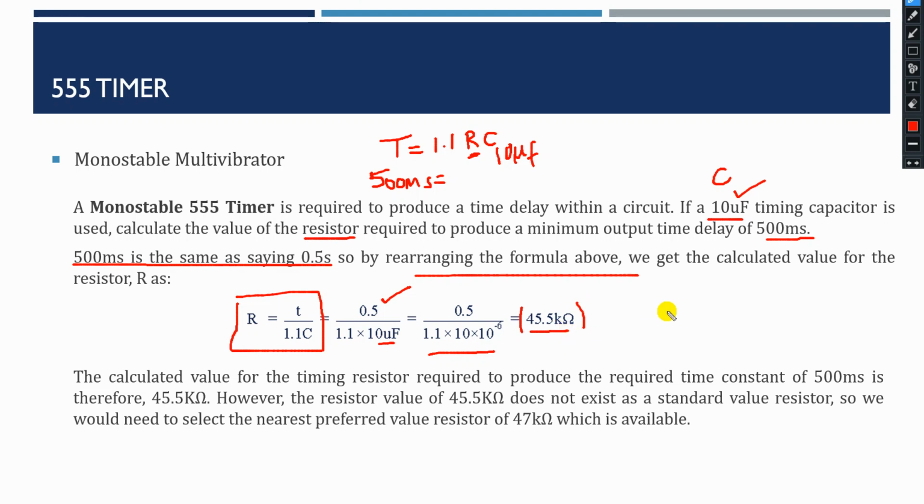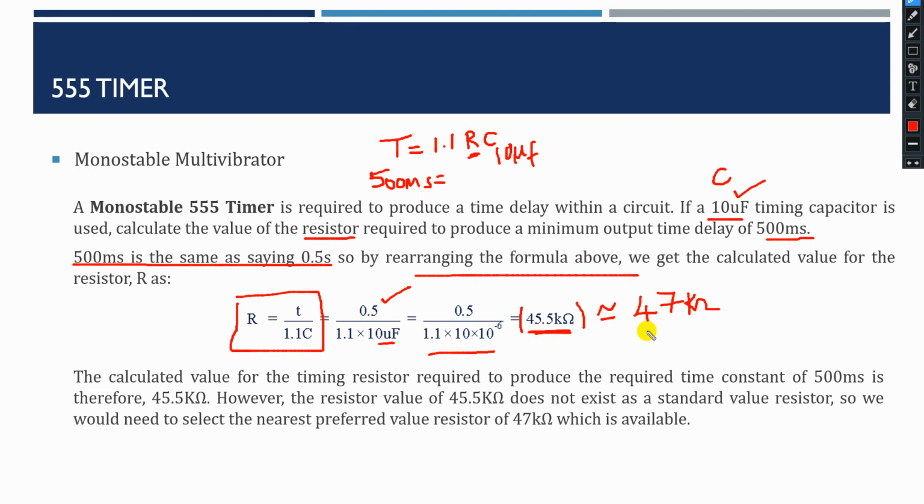There are some standard resistors which are available in the market. 45.5 is not a standard resistor available in the market. So to get a standard resistor, you have to search on the internet or in the market. The nearest approximate standard resistor is 47 kilo ohm. You are able to understand, I think. 45.5 is not a standard resistor, which is not available in the market.